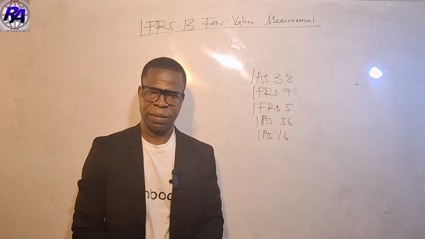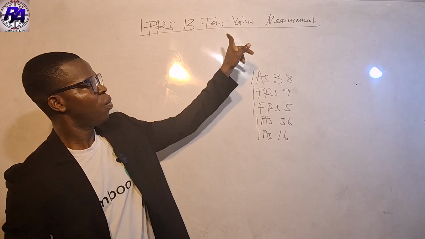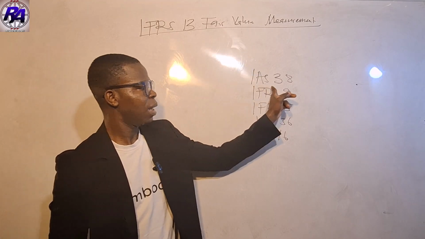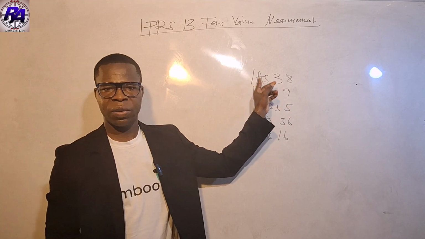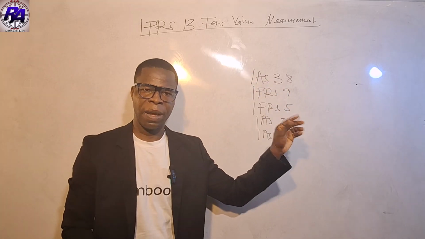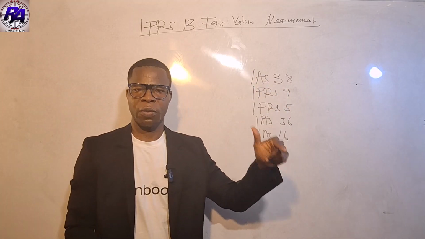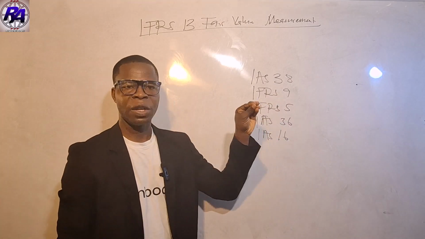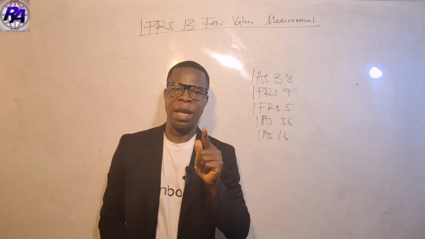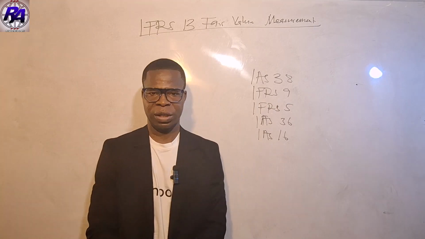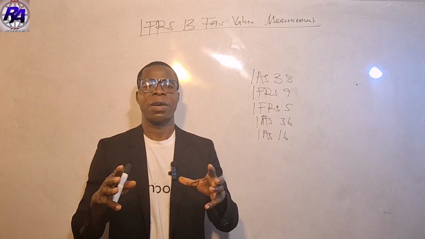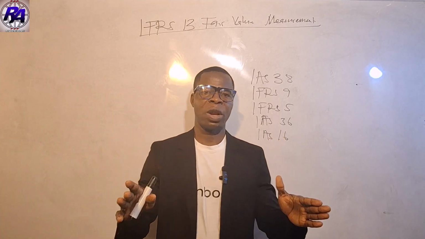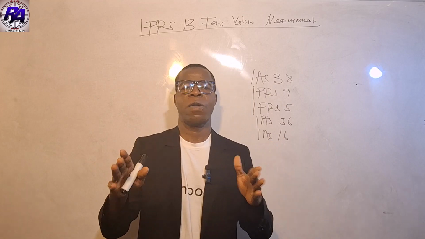So you can see that all these standards, one way or the other, have to use fair value in measuring their items. So let's see, without the introduction of IFRS 13, this standard will have to prescribe how fair value is supposed to be measured. This will also have to be prescribed. This will also have its own prescription, and sometimes it may end up having conflict. For that matter, there was a need to introduce one particular framework for reference.